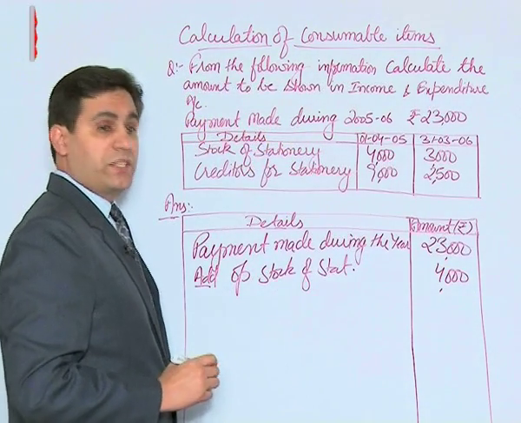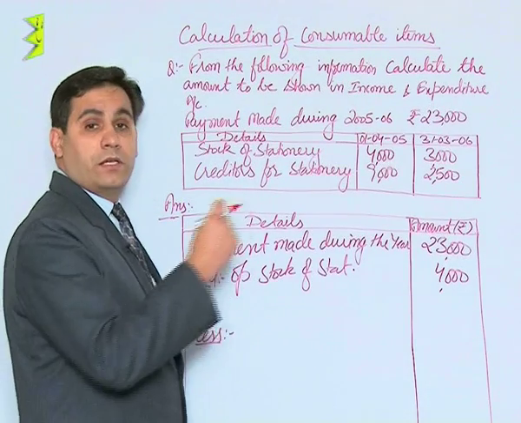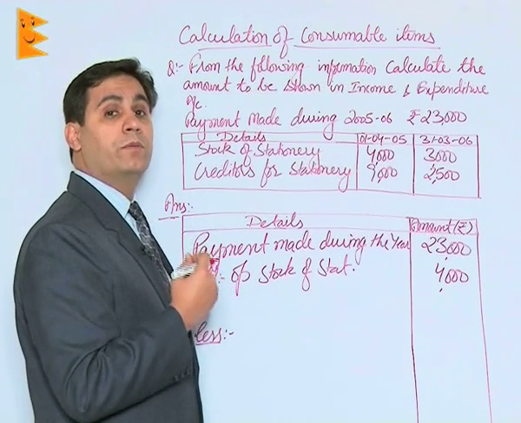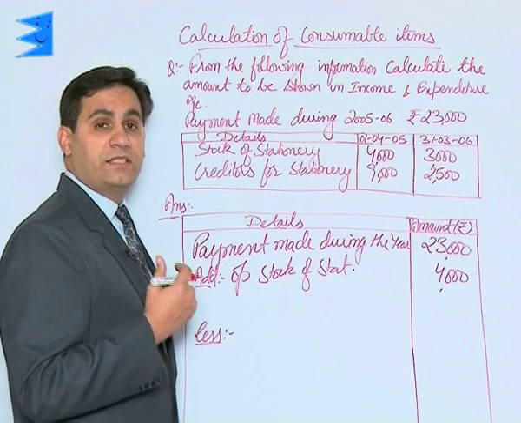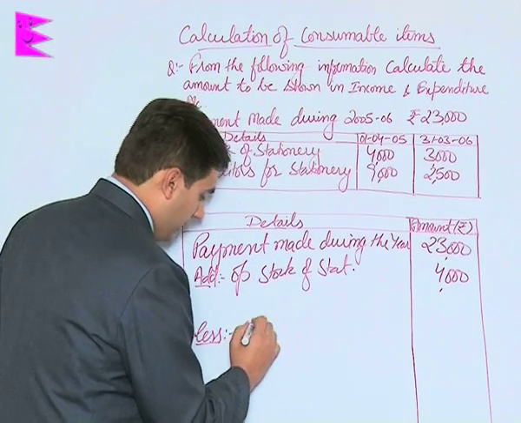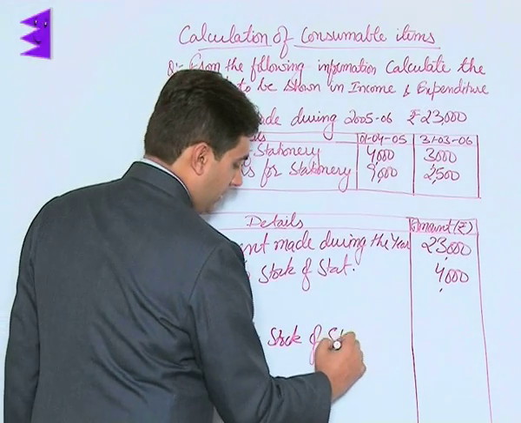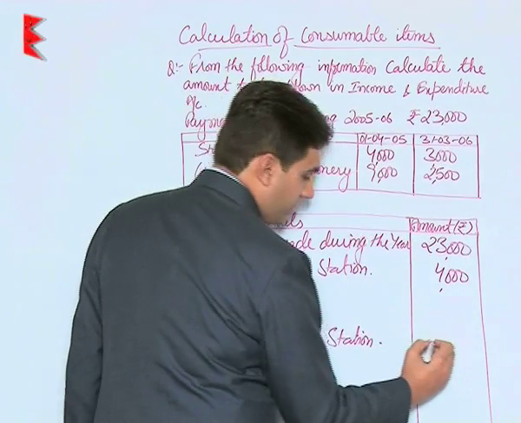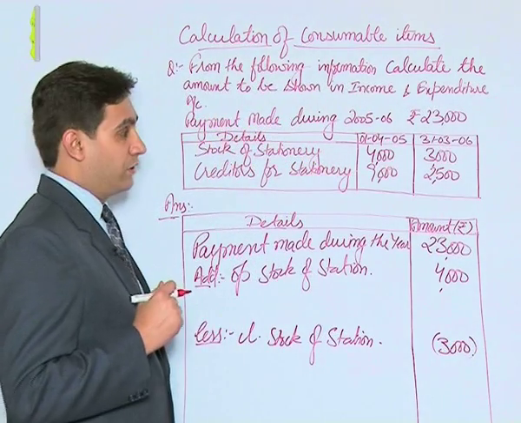Coming to the closing stock of stationery. Remember, closing stock is something which is left over after this accounting period. That means this amount has not been used during this year, and obviously if it has not been used during this year, it would be used in the next accounting period. So it should be deducted. Less closing stock of stationery, that is 3,000. I'll put it in brackets so as to signify that this is a deduction.